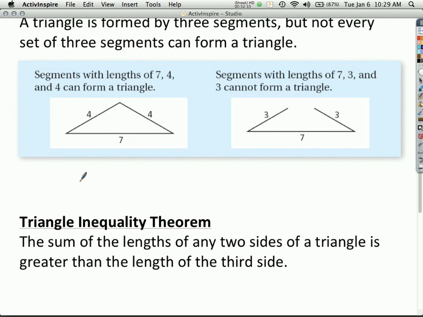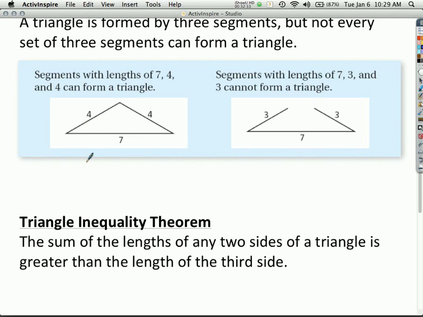Yes. Let's take the 4 and the 4. Add them together. Is it greater than the third side? Yes, it is. Take the other 7 and the 4. It's going to come out the same. Of course, it's going to work. So no matter which two we take together, it always works.